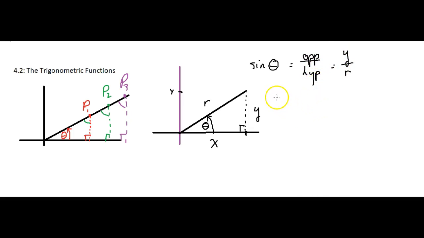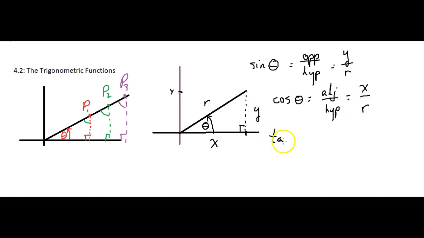Now there are two others that we need to know. The cosine of theta, and you may know that as adjacent over hypotenuse. Have a look at the diagram. With respect to theta, the hypotenuse is still the r, it always will be, and the x is the adjacent side, so that's actually x over r.